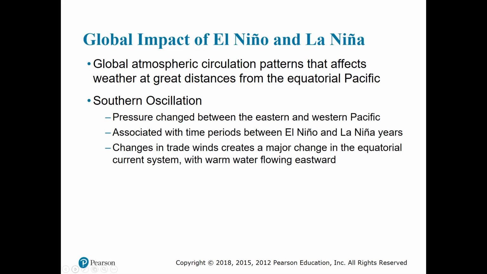So this southern oscillation is the term that we've given to these pressure changes between the eastern and western Pacific Ocean. And these are associated with the time periods that are in between El Nino and La Nina. So each time we have an El Nino that occurs, the barometric pressure drops in the eastern Pacific and rises in the western Pacific. And as it comes back to an end, the pressure differences swing back in the opposite direction, which triggers La Nina.